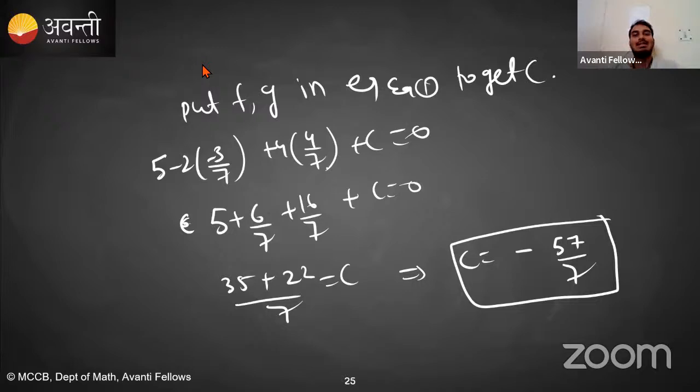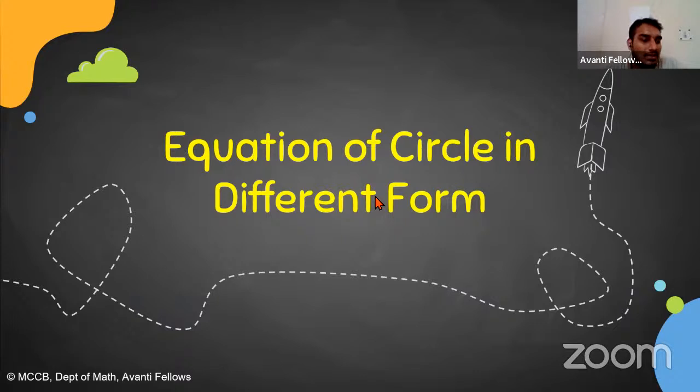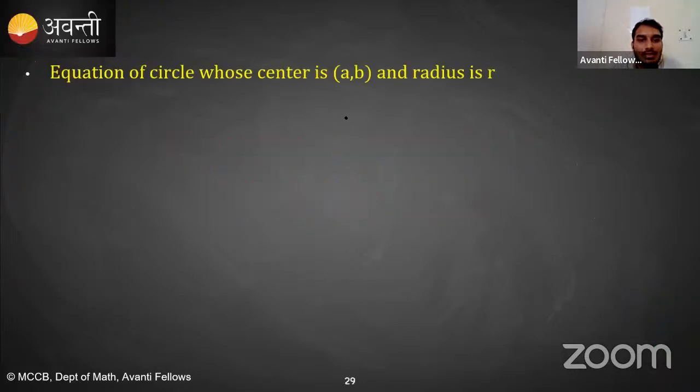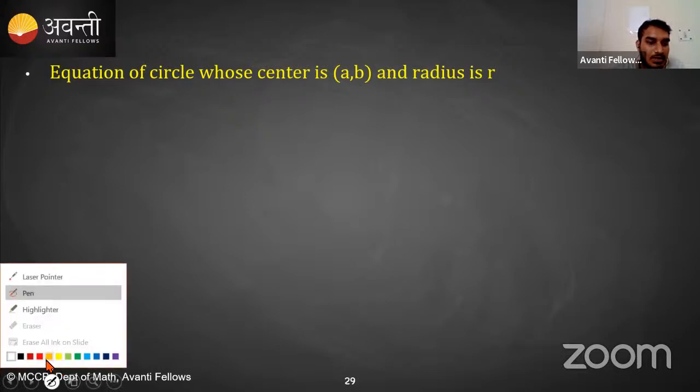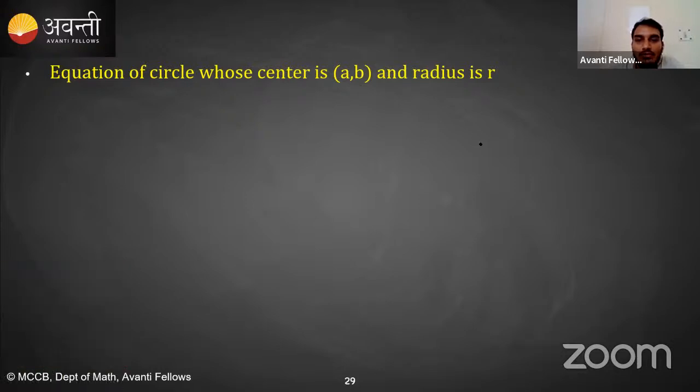Okay. Now let's talk about the equation of circle in different form. The first one is equation of circle whose center is a comma b and radius is r. So question can give you that, let's say, equation of circle whose center is a comma b and radius is r. So find the equation of circle.